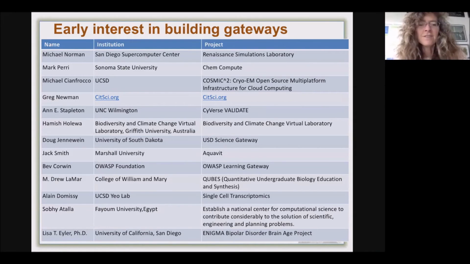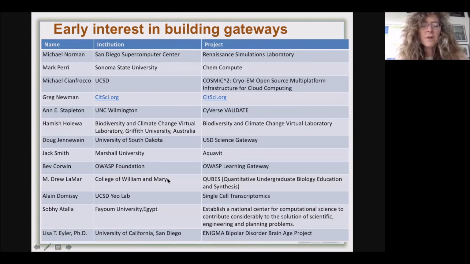I think the other interesting thing here too is the variety. So you've got some gateways that have this really high level of compute, like astrophysics, you see Mike Norman, Michael Cianfranco, and Cryo-EM is also going to be a heavy compute kind of gateway. But then you also see citizen science. We have a couple of campus champions who have requested support. So Doug Genuine and Jack Smith, I believe, are both campus champions.